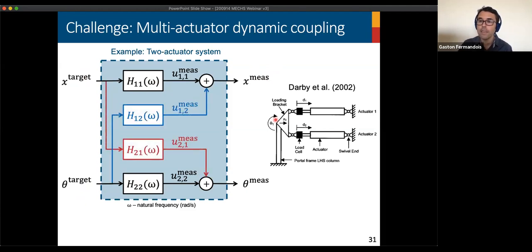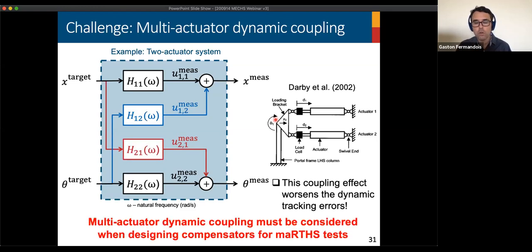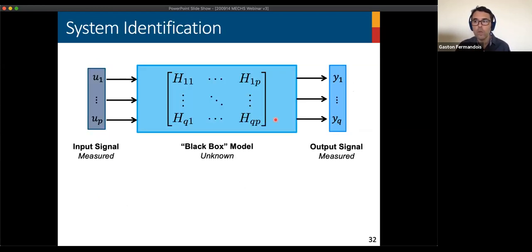But in reality, there are coupling and crosstalk effects between these two coordinates. And this coupling effect worsens the tracking problem, the synchronization problem that I explained before for a 1 degree of freedom system with one actuator. So multi-actuator dynamic coupling must be considered when designing compensators for maRTHS tests. The way we do this is through the construction of a model of the system using system identification procedures.